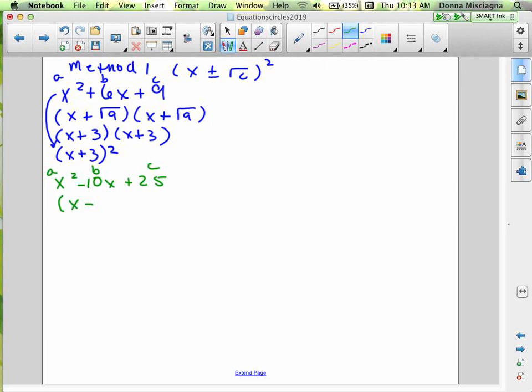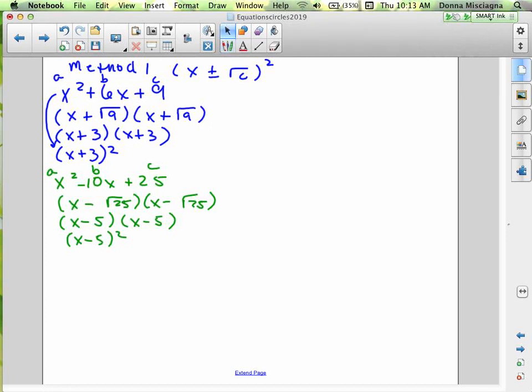So x minus square root of 25 times x minus square root of 25. Square root of 25 is 5. So x minus 5 times x minus 5, which is x minus 5 squared. That's all there is to it. Let's do another one. One more, and then we'll use method 2.